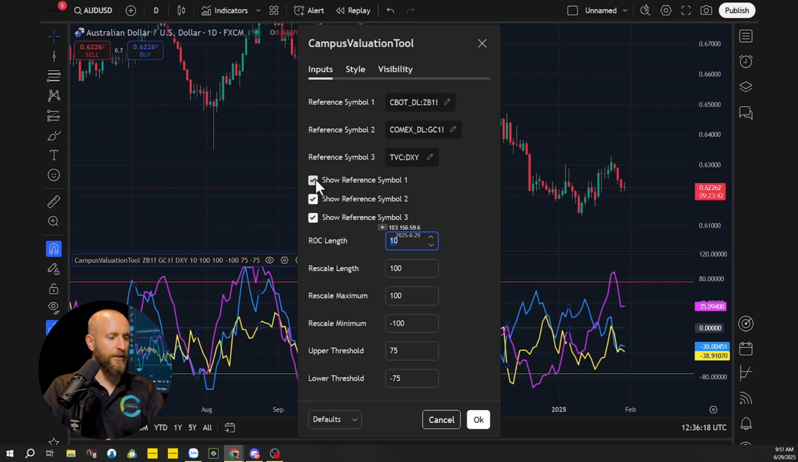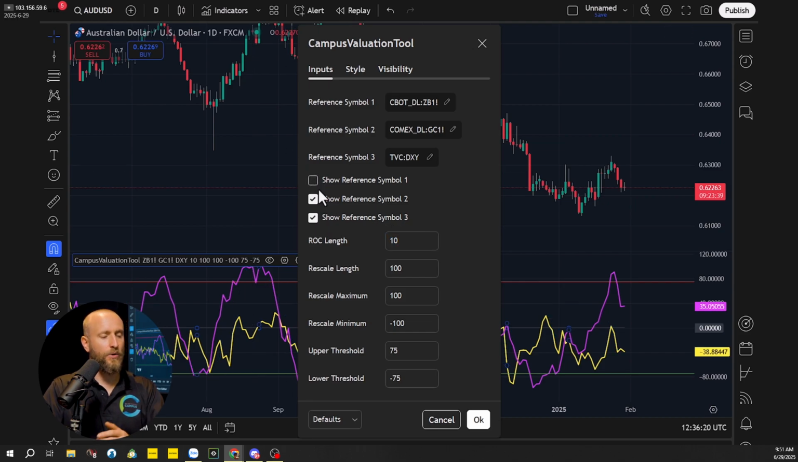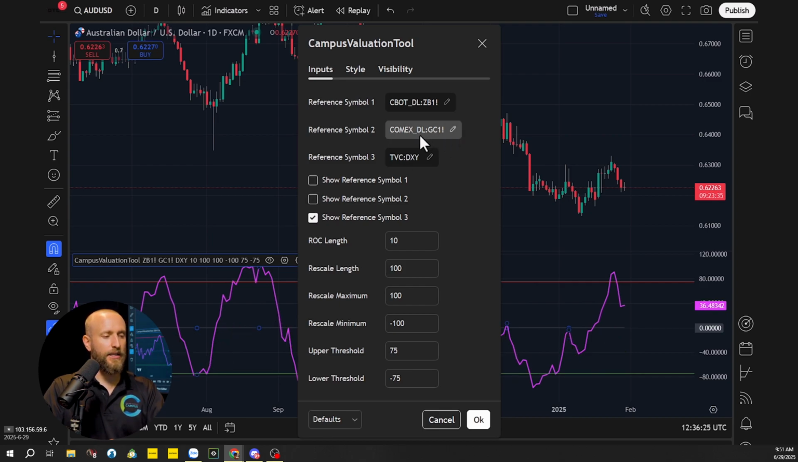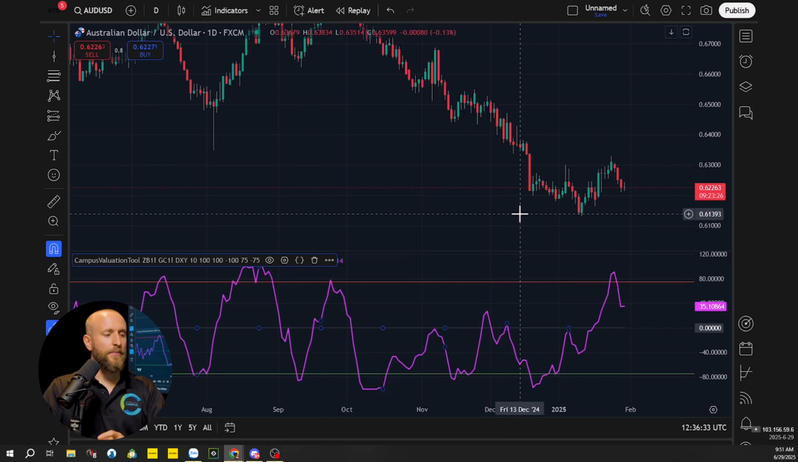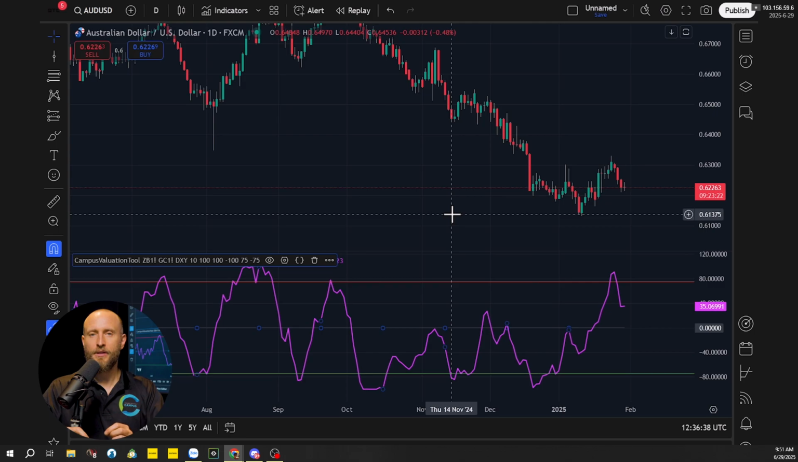So I'm going to uncheck symbol 1, which is the blue line or our interest rates. And I'm going to uncheck symbol 2, which is the valuation versus gold. So that leaves us only with the dollar valuation. Now, let me zoom out a little bit and show you just how powerful and accurate this tool is.